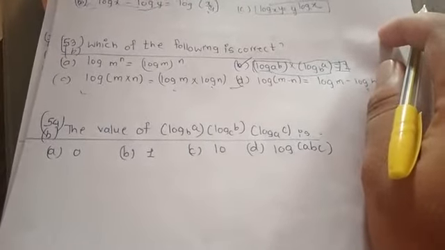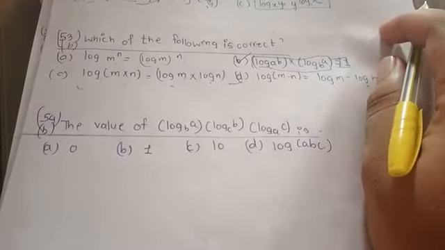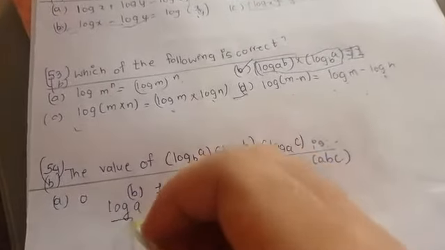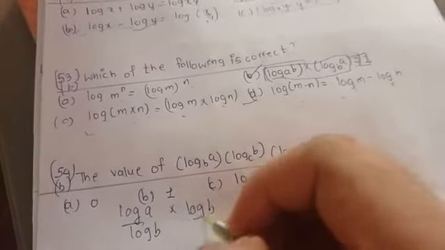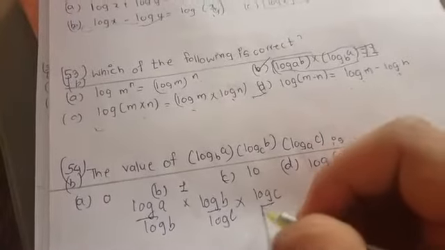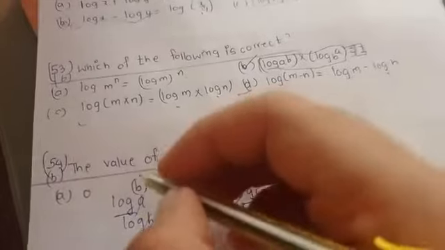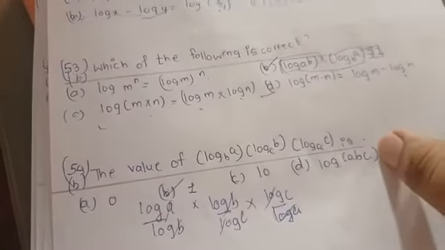54th question. The value of log a to the base b into log b to the base c into log c to the base a is. Now using change of base property, we can write this as log a upon log b into log b upon log c into log c upon log a. Now we find that everything gets cancelled. The value of the expression becomes 1. So the 54th question is having option B, 1 as the answer.